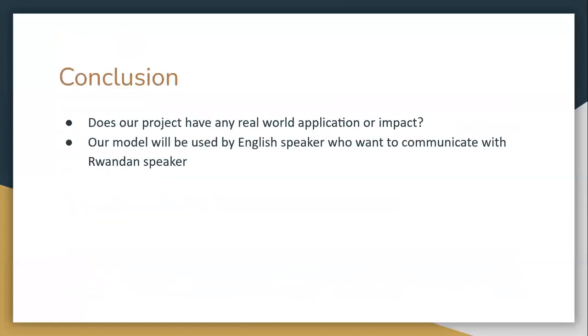And in conclusion, we have concluded that our model can have a real-world application that can impact many people, because this can help people to communicate with each other. For instance, if someone is speaking Kinyarwanda and wants to communicate with an English speaker, this model can help them to translate between the languages. Thank you very much.